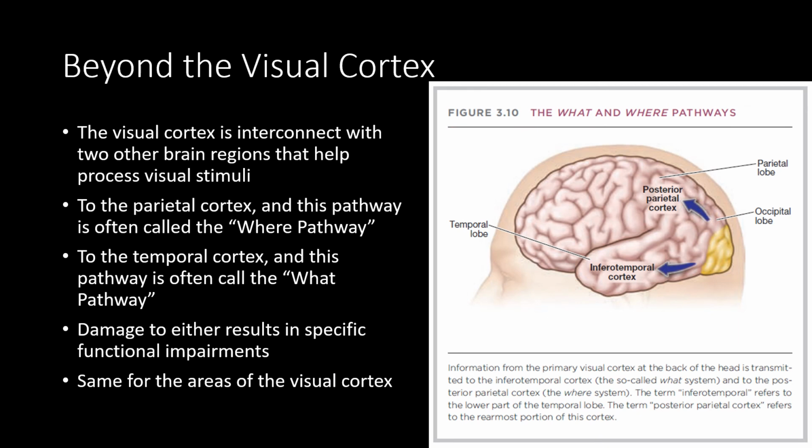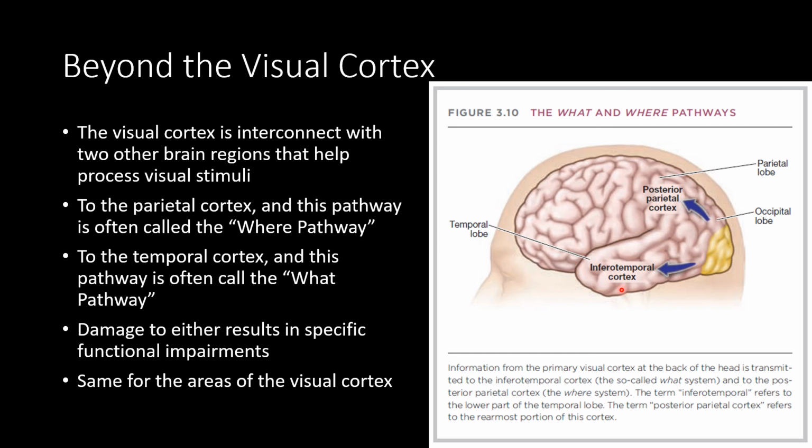Moving beyond the visual cortex itself, there are two areas in the brain that are highly connected with the visual cortex and are also involved in the processing of visual stimuli. The first is in the parietal cortex, that's up here, and this is oftentimes referred to as the where pathway. This just means that information here is used to establish where in space various items in the visual field are located. The other pathway is called the what pathway and travels down to the temporal cortex, and this is largely involved in determining what specific objects are, or understanding what content they have, or what labels to give them.